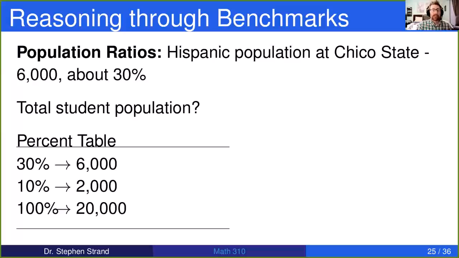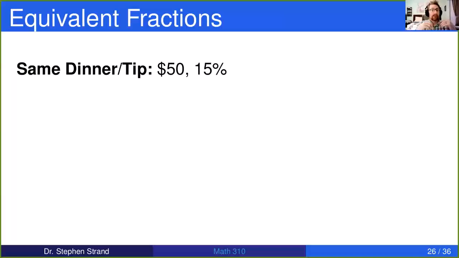Okay, so that's how we can reason through benchmarks. It can be a pretty powerful way to do at least nice numbers in your head with percentages. Another way that we can think about reasoning with percents is with equivalent fractions. And this one is kind of nice because it relates to what we talked about with ratios.